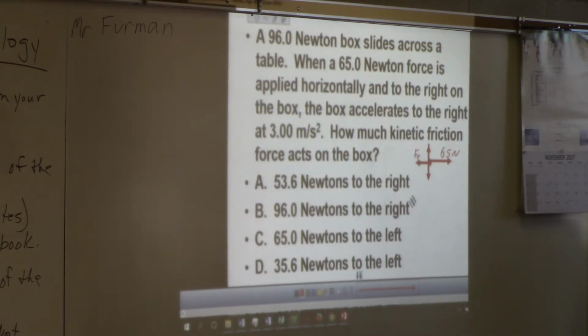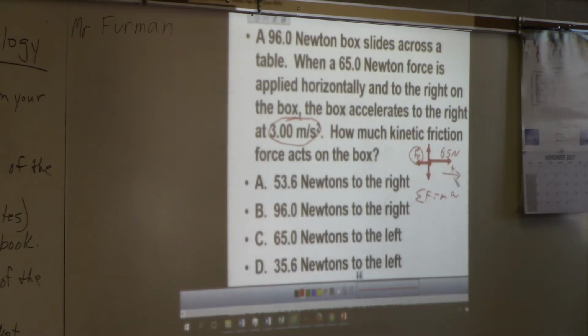But we're being asked to solve for friction force. What other piece of information does the problem give us? Accelerating, yeah, they give us the acceleration. So we know Newton's second law involves acceleration, certainly. So we can say the sum of the forces is equal to the mass times the acceleration. I know the acceleration is 3 meters per second squared. If it's sliding to the right, make that our positive direction.